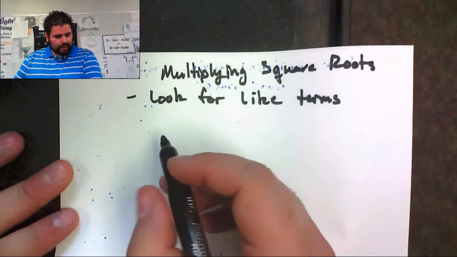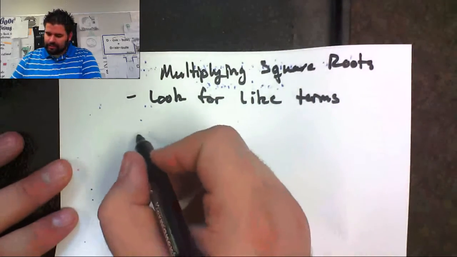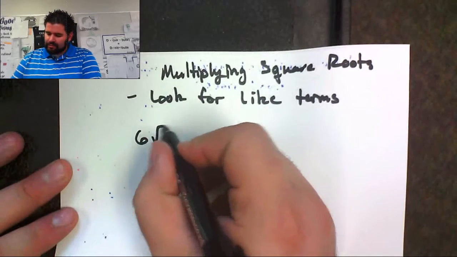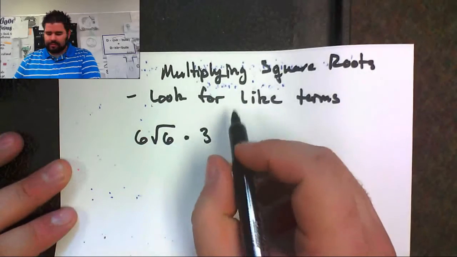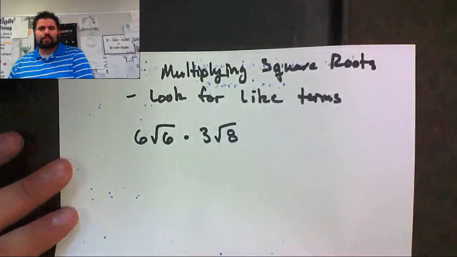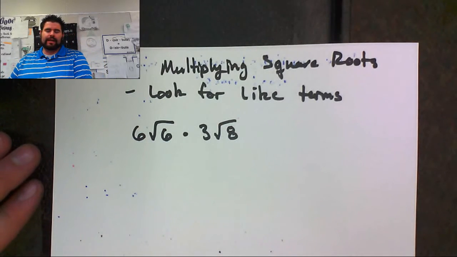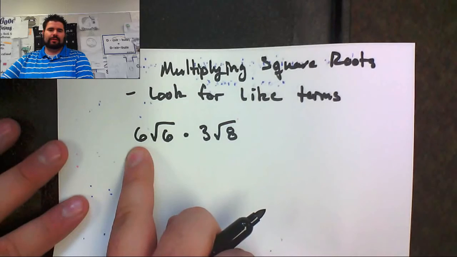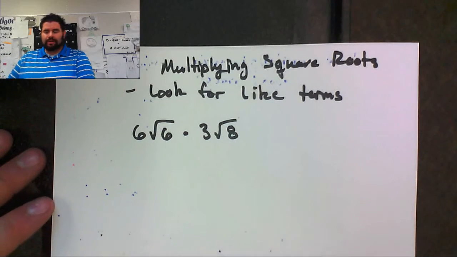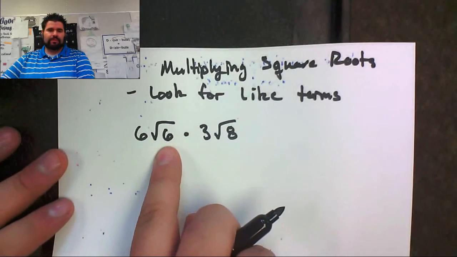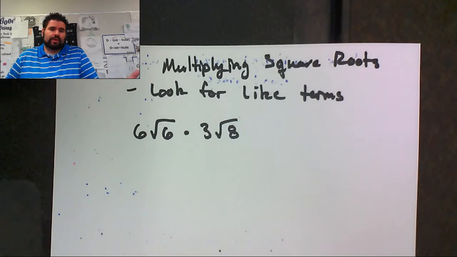Let's do 6 times the square root of 6, and we're going to multiply it by 3 times the square root of 8. Okay? So I got my two terms here, and I'm going to multiply them together. And I cannot multiply this 6 to this square root of 8 because they're not like terms. Just like this, I can't multiply 6 times the square root of 6 because they're not like terms. If they were like terms, I'd already be done and I wouldn't be in this situation.